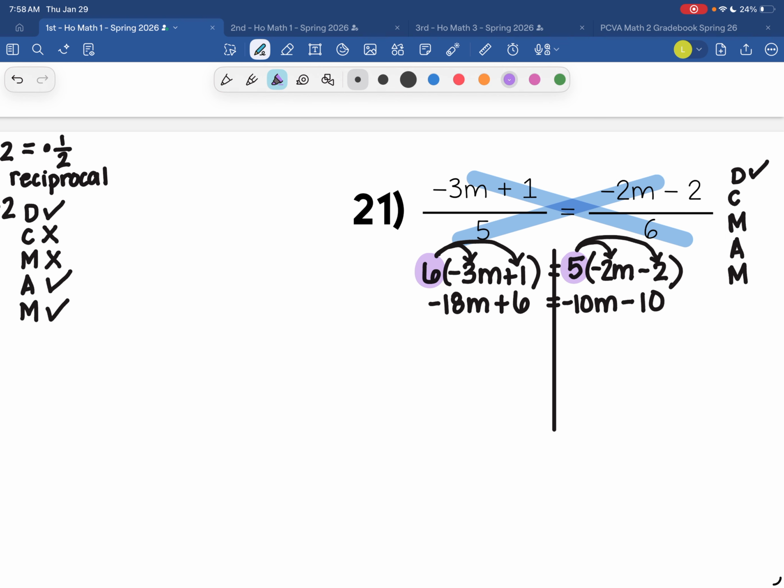So now we check for like terms. So on the left side, I do not have any like terms that I can combine, and on the right side, I do not have any like terms to combine. So we're going to skip that step.